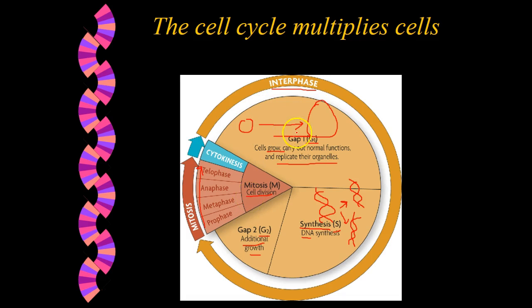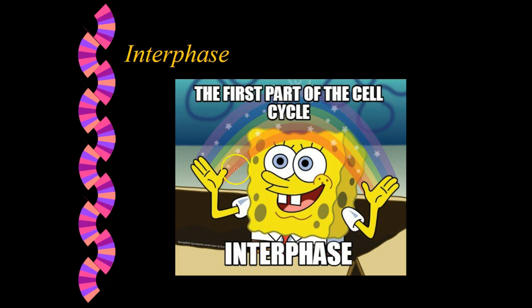Okay, so interphase is G1, S, and G2. Mitosis is composed of prophase, metaphase, anaphase, telophase, and the very last is cytokinesis. Cytokinesis is the division of just the cytoplasm. Interphase, the first part of the cell cycle.